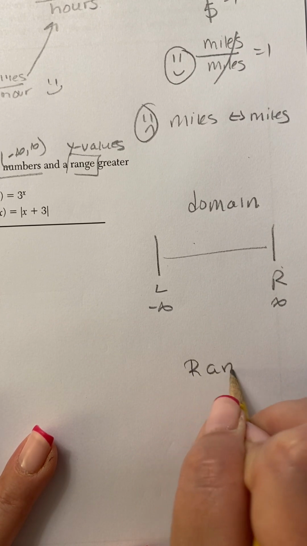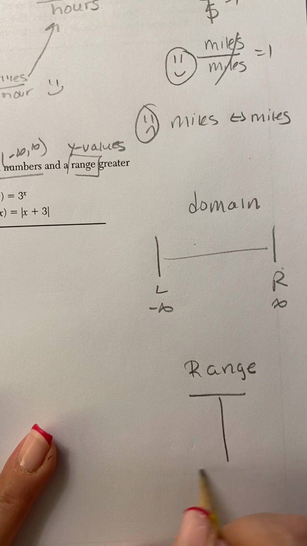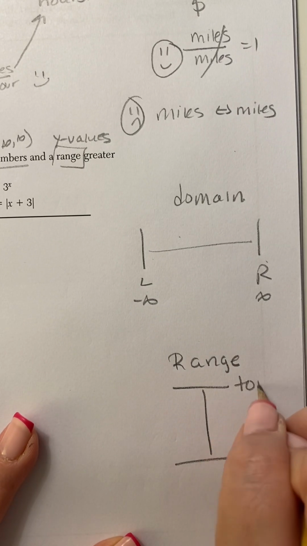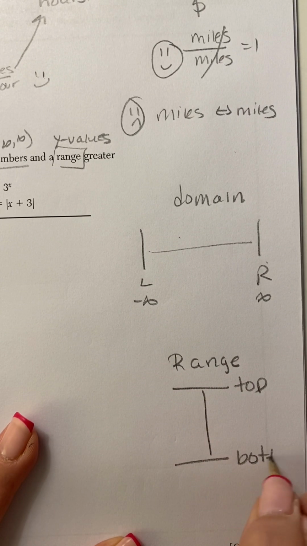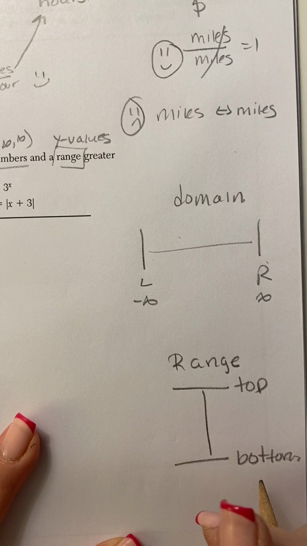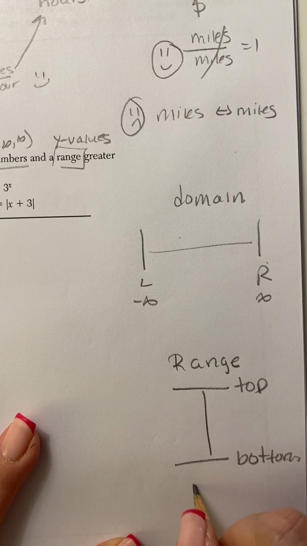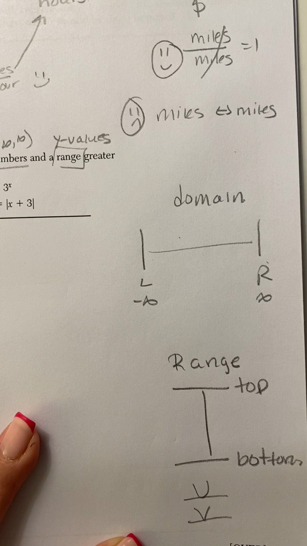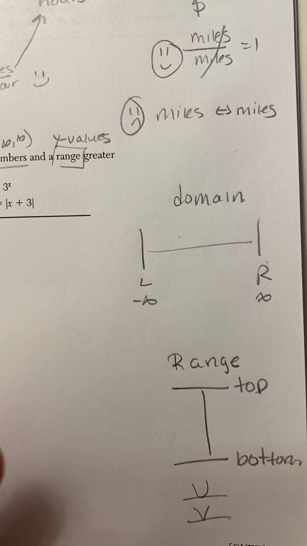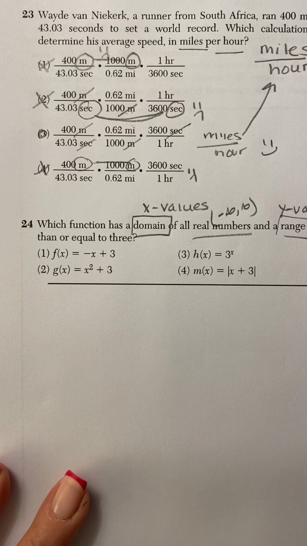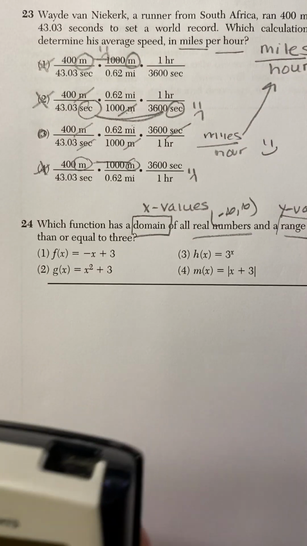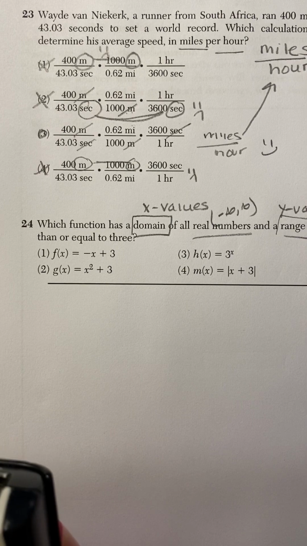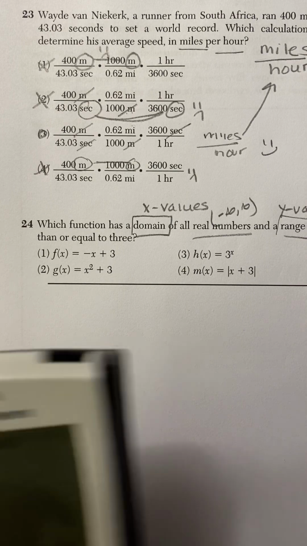Your range is going to be measured by looking from the top to the bottom, or more specifically from the bottom to the top. So some of these graphs have a bottom, namely the quadratic has a bottom, and your absolute value has a bottom. So these 2 graphs are going to have ranges, the other 2 probably not. So the best thing that you can do on this question is put each choice in your calculator and analyze what's going on, one graph at a time.